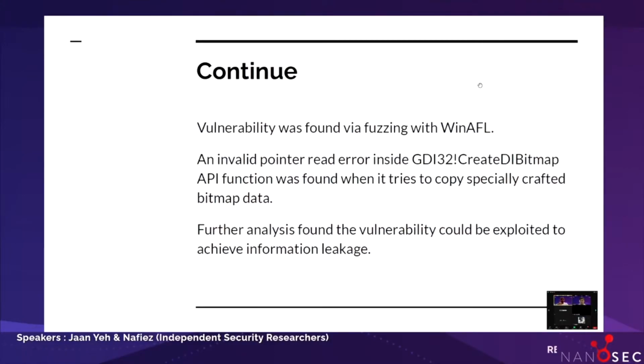So basically, the vulnerability itself is an invalid pointer read, where the function was found to try to copy specially crafted bitmap data. As we mentioned, the API itself is basically setting a bitmap bit, so we could manipulate from there and try to achieve an invalid read on the function itself.